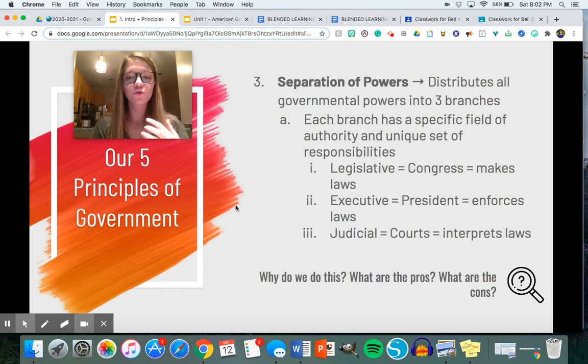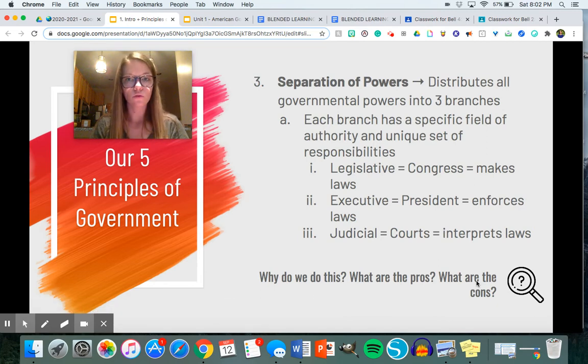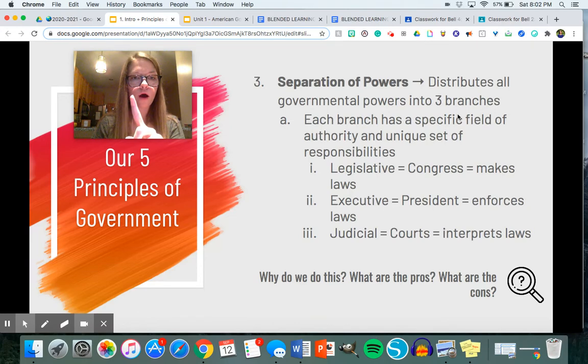So I want you to pause and reflect on this question here. Why do we do this? Why is it, do you think, that we separate all of these different powers into three branches? Why don't we keep it as just one branch? Why isn't all of these powers with one person? What are the positives of separating it out into three? What are the cons? What are the negatives of doing this? So pause the video and reflect for me really quickly on your notes. And then when you're ready, go ahead and press play again.